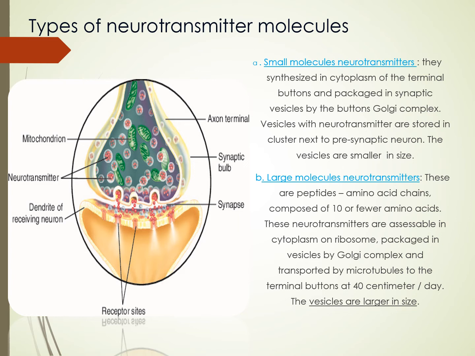Earlier researchers found that small molecule neurotransmitters are only in the presynaptic neuron, and for that neuron there is no existence of large molecule neurotransmitters. So in the presynaptic neuron, either small molecule neurotransmitters or large molecule neurotransmitters were there. But later on researchers found that both types of neurotransmitter molecules can exist within a particular terminal end.